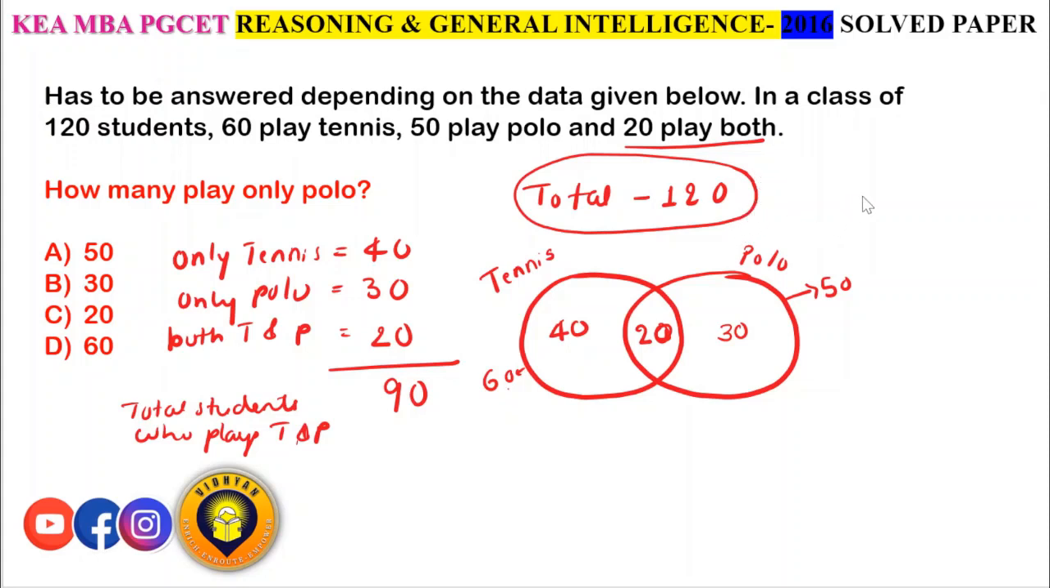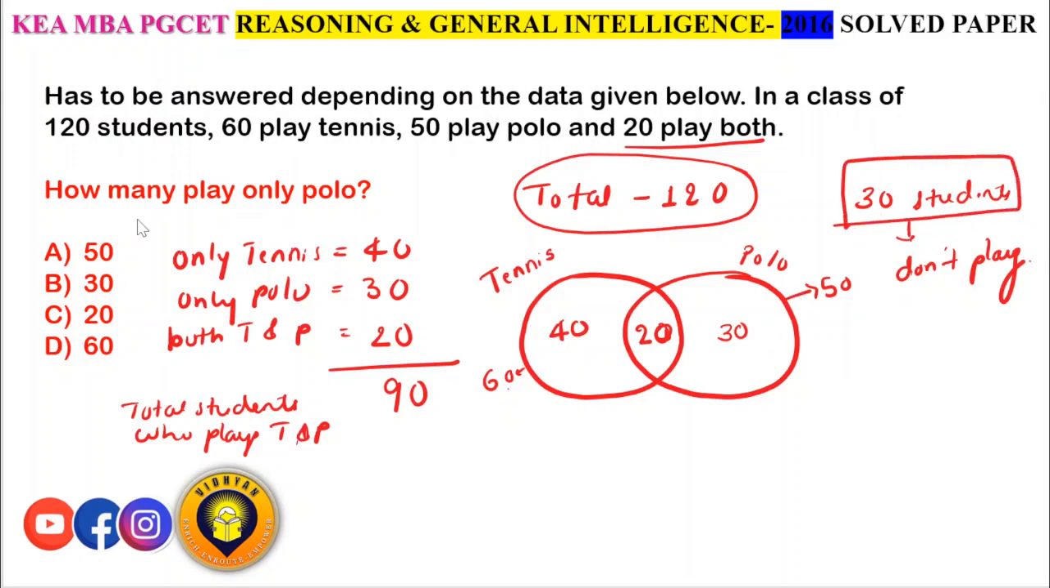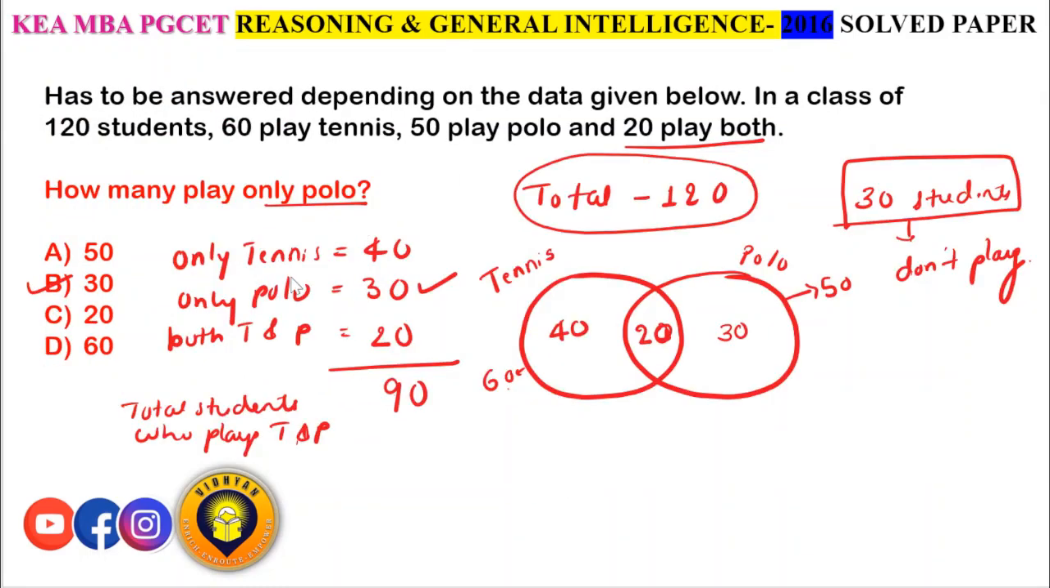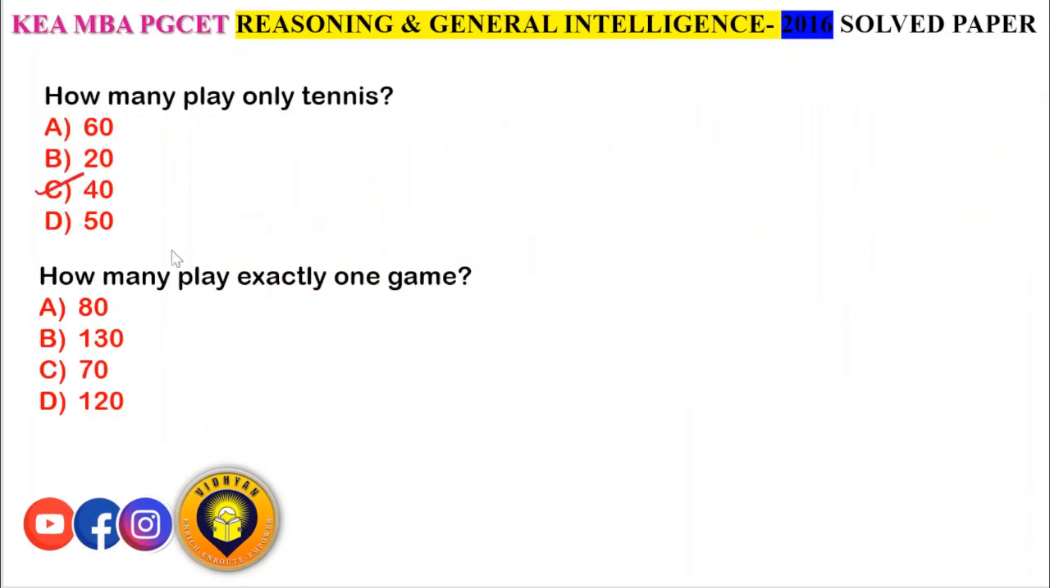Got it? Therefore, remaining students will be what? That is 120 minus 90, 30 students are those who do not even play any single game. Okay, they don't play any games. Got it? 30 students do not play any games. Now, how many play only polo? So only polo, the answer is 30, option B. How many play only tennis? So you have already got only tennis are how much? Only tennis are 40. So the 40 is the answer.